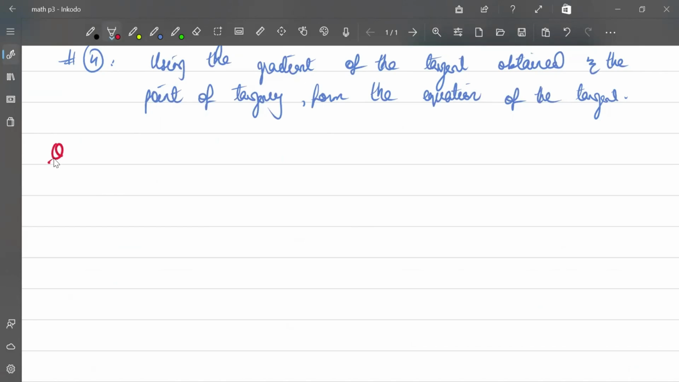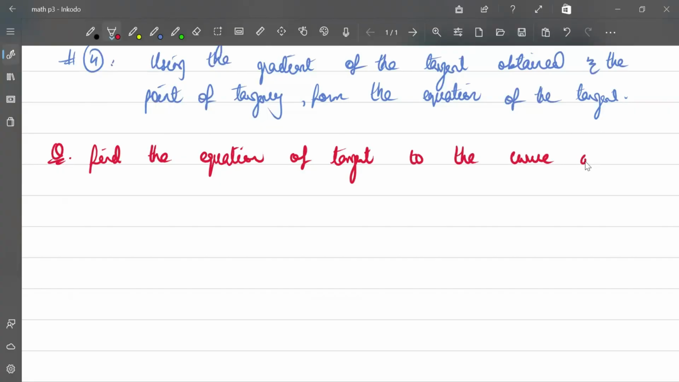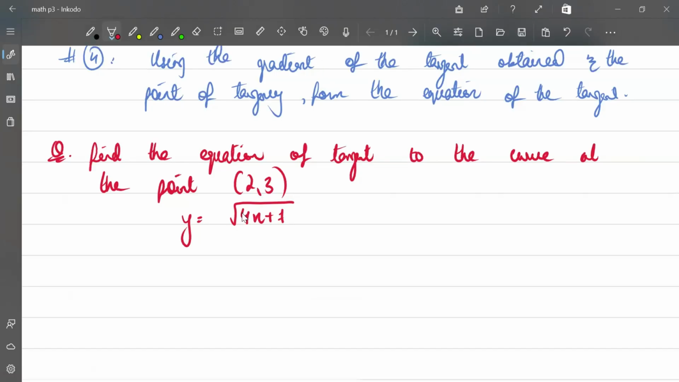So, we have a question here. Find the equation of tangent to the curve at the point 2 comma 3, and the equation of the curve is under root 4x plus 1. So we have to find the equation of tangent. Just simply apply the above steps.